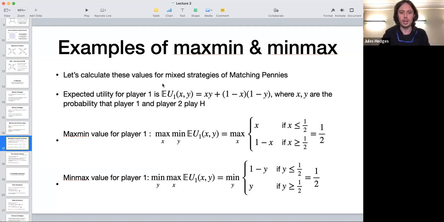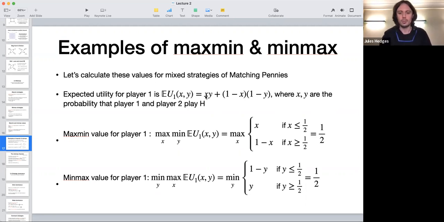So we have to start by working out the formula for the expected utility for player 1. Say X is the probability that player 1 plays heads and Y is the probability that player 2 plays heads. So X and Y now completely describe a mixed strategy profile, because player 1 is going to play tails with probability 1 minus X, and player 2 is going to play tails with probability 1 minus Y. So the expected utility for player 1 is the probability that both players play heads plus the probability that both players play tails. And because these are independent events, the players are randomizing independently, it's xy plus (1 minus x) times (1 minus y).